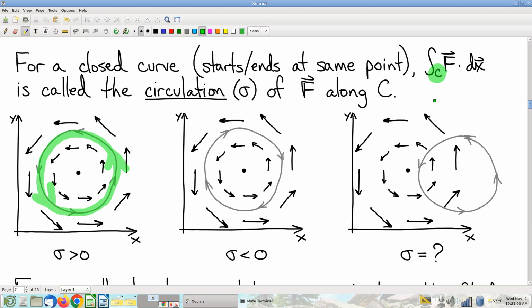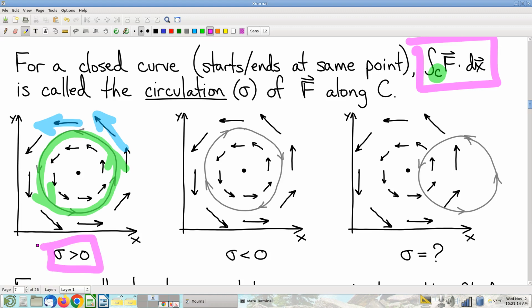So if you have an oriented curve, like I have drawn here, and if the vector field is doing like this, I think it's pretty believable that the circulation here is going to be positive. Because check it out, the fluid is literally flowing along the curve, right? As much as it possibly could, in some sense.